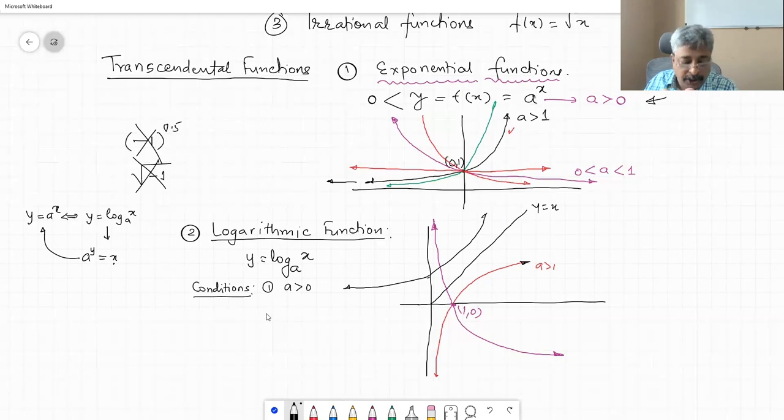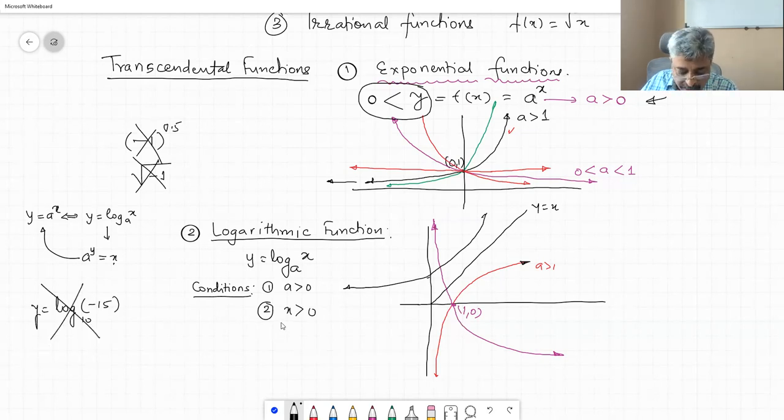This comes from the exponential. The second condition is x must be greater than zero. You can see the entire logarithm graph is to the right of the y-axis. Why? Because the exponential y is always greater than zero. So y in the exponential is x in the logarithm. Therefore, you cannot afford to write something like log of minus 15 to the base 10. This is illegal in real numbers. This is not acceptable in real numbers.